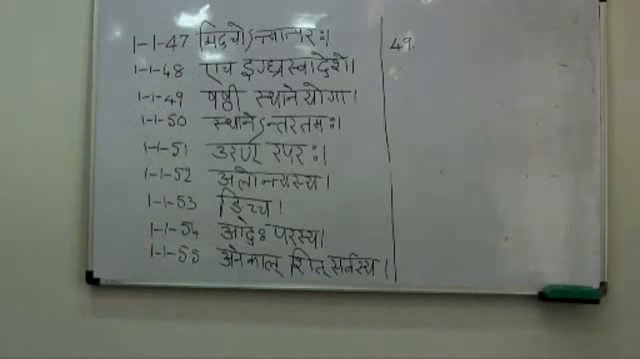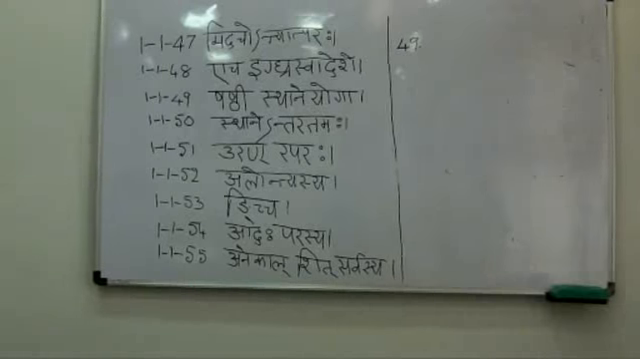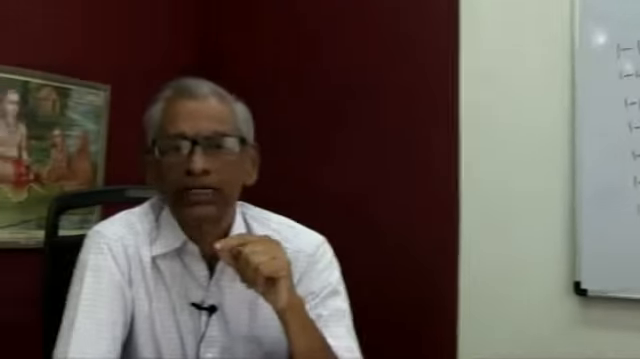This contains two words. Sashti is one word. Sthane yoga is the second word. Whenever a pratyaya is mentioned in a sutra, we have to take pratyayantam. Pratyaya grahane pratyayantaha grahyaha iti vyakarana nyaya.